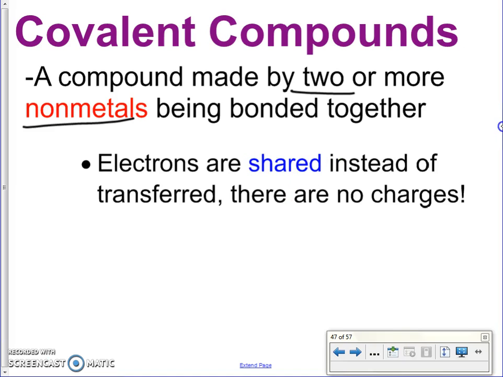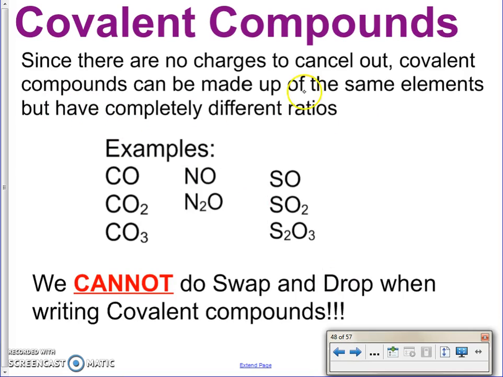The other thing that makes these different is that they share electrons instead of transfer electrons. So with that, there are no charges. Remember, the charges for ionic compounds are because the cation's losing electrons and anions are gaining the electrons. In this case, no one loses, no one gains. So again, no charges to cancel out. There is no crossing and dropping. So if you see that down here, we are not doing the swap and drop or cross and drop. You are looking for 2 nonmetals to be in the compound.